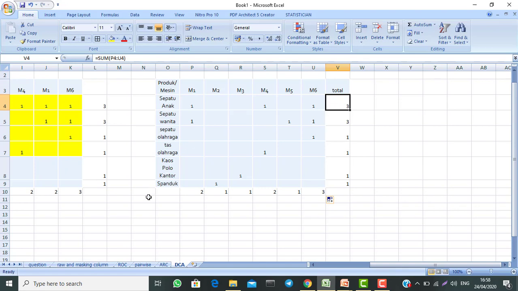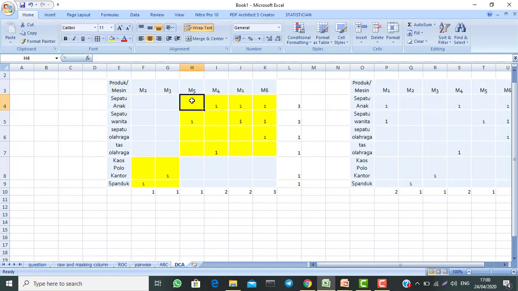Do the same procedure for the upper one, the columns, and then we get 2, 1, 1, 2, 1, 3. The next thing is just sorting ascendingly. After the change, we can see the direct result that this matrix will have 2 clusters.